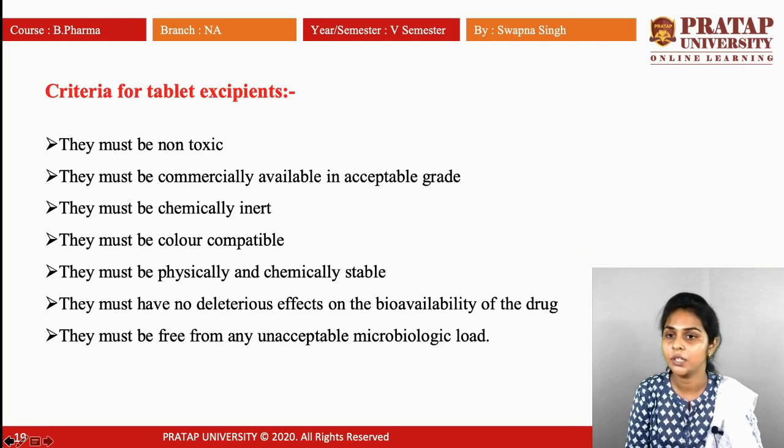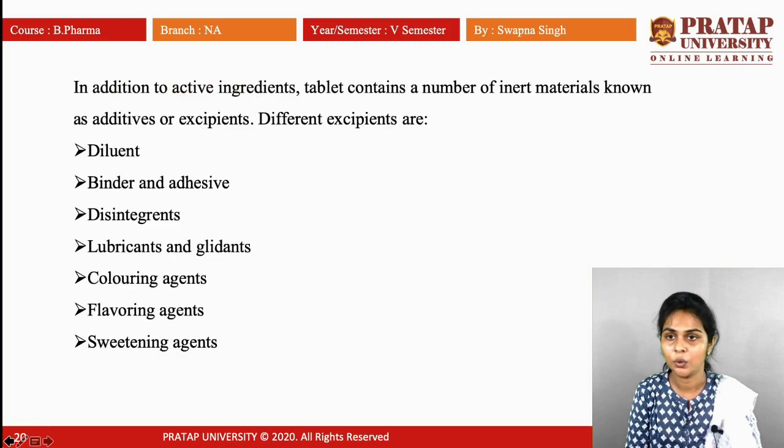There are some criteria for tablet excipients. First one is they must be non-toxic. Next, they must be commercially available in acceptable grade. They must be chemically inert. They must be color compatible. They must be physically and chemically stable. There must be no deleterious effect on the bioavailability of the drug. And the last, they must be free from any unacceptable microbiologic load.